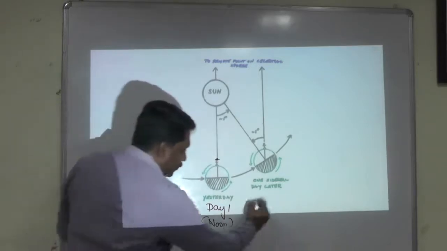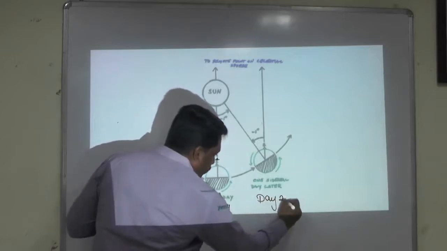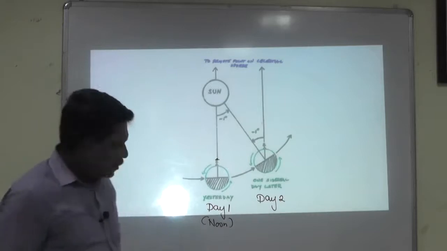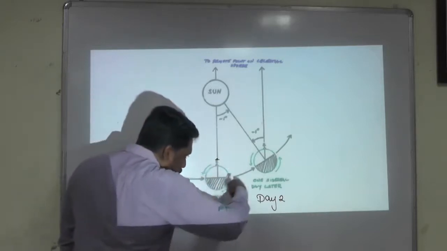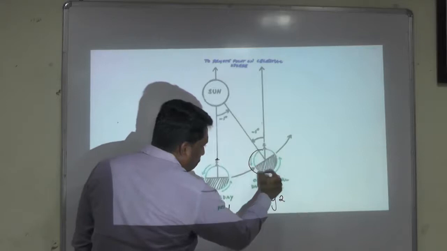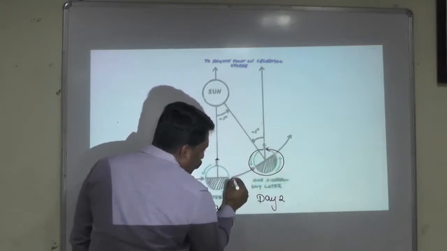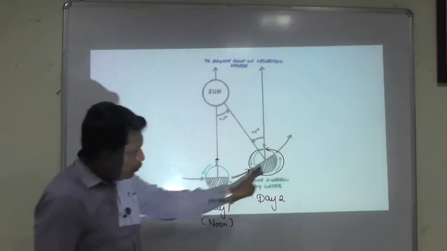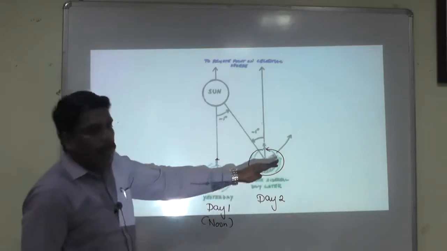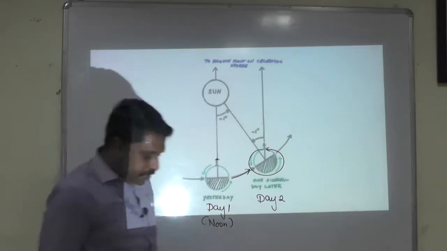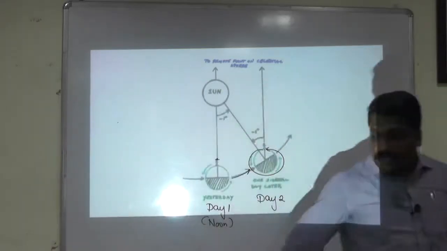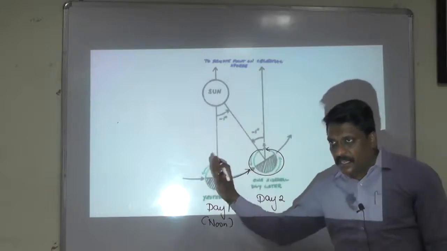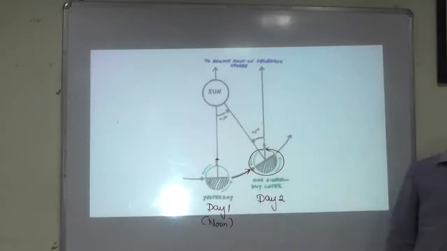Now, day 2. Assume that Earth has almost rotated 360 degrees. When Earth completes 360 degrees, it also moves in its orbital plane. By the time it completes a rotation, it also moves in its orbital plane. The only thing is that I should understand the degree of displacement: by how many degrees does this Earth move in its orbit in 1 day?